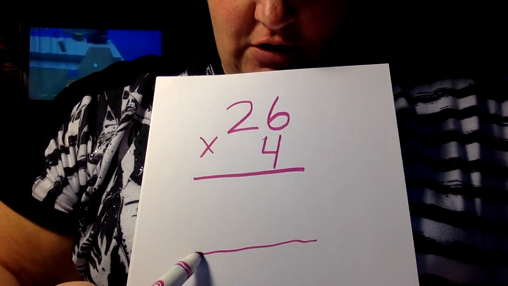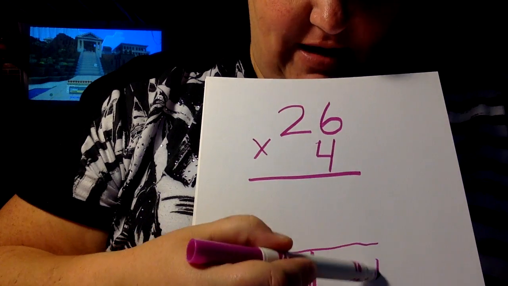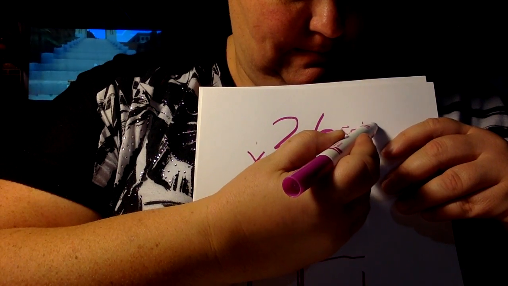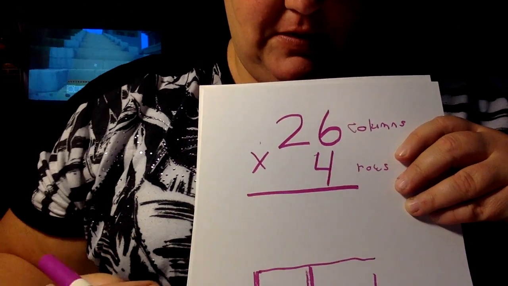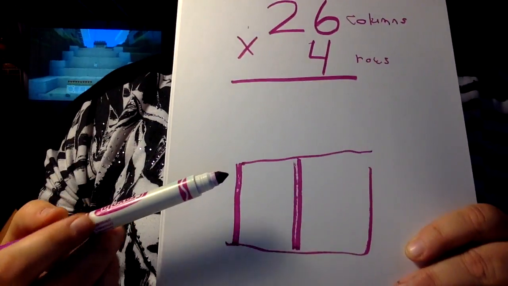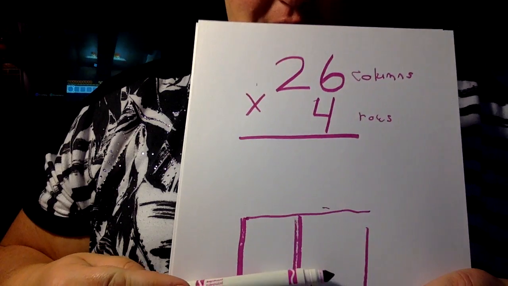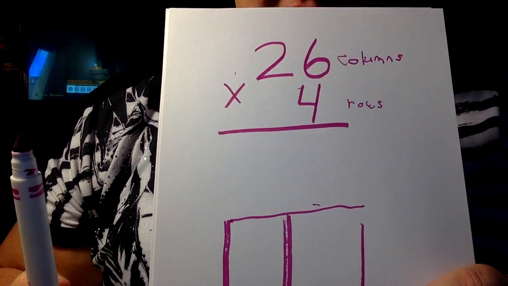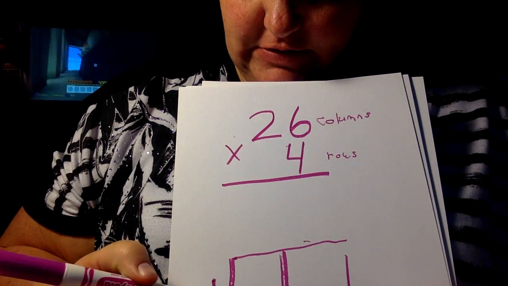So the box I'm going to draw is going to be 2 by 1. 2 columns. So this tells us the columns, and this bottom number tells us the rows. Okay? So 2 digits, so I have 2 columns, and I just have 1 row. 2 columns, 1 row. This is a 2 by 1 box. Now, I'm going to stick this 4 right here because it represents my rows.